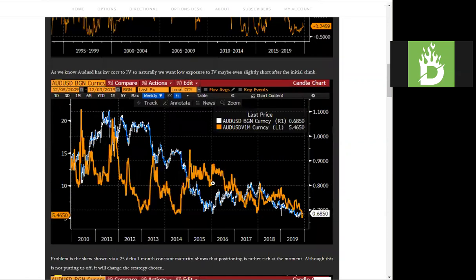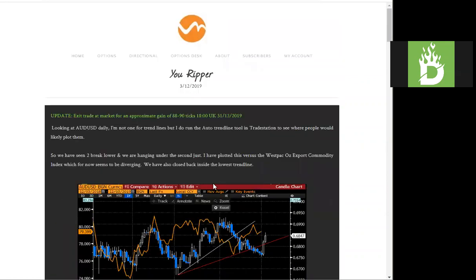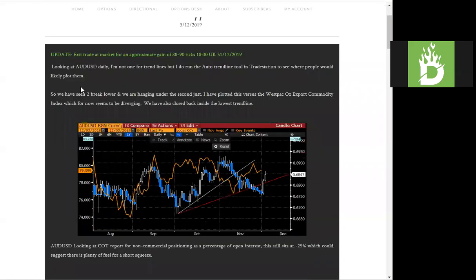Right, so let's get into another one of my favorite trades of the year. It's called U-Ripper. Now, this is another ratio spread, and obviously this worked very well, but that's not the point so much. An interesting thing I'll give you is I always bang on about how I don't like trend lines. Well, I don't mind auto-drawn trend lines to give me an idea of where people are drawing trend lines.